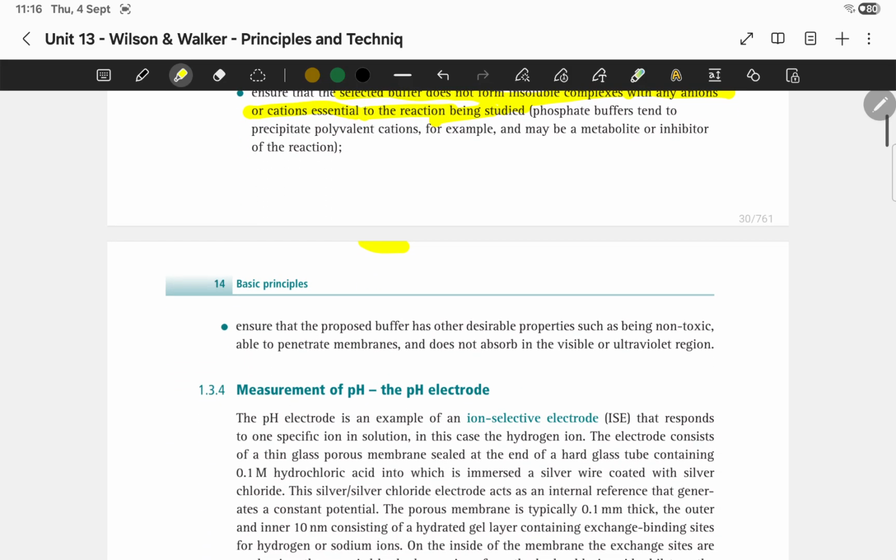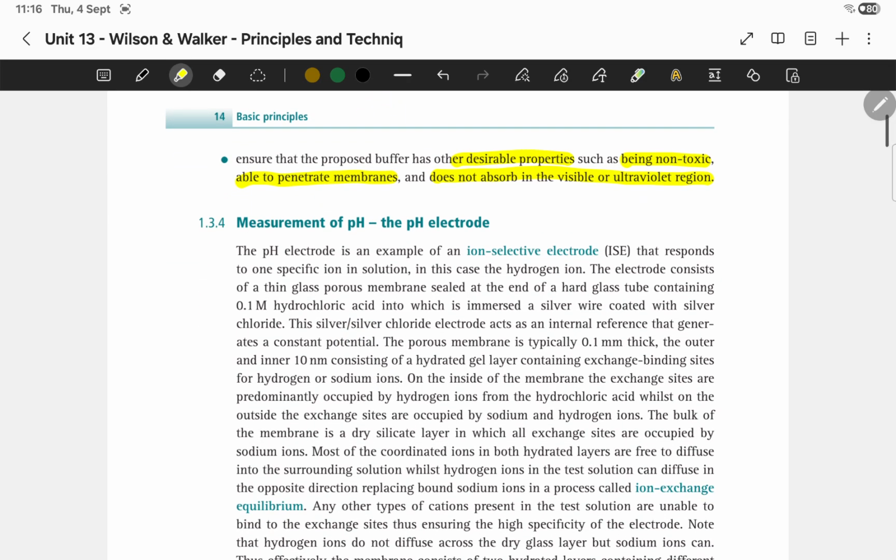And lastly, ensure that the proposed buffer has other desirable properties such as being non-toxic, able to penetrate membranes, and does not absorb in the visible or ultraviolet region. Okay.